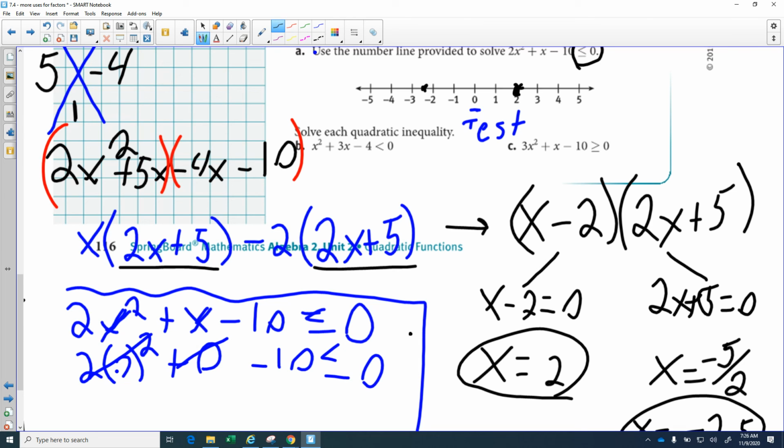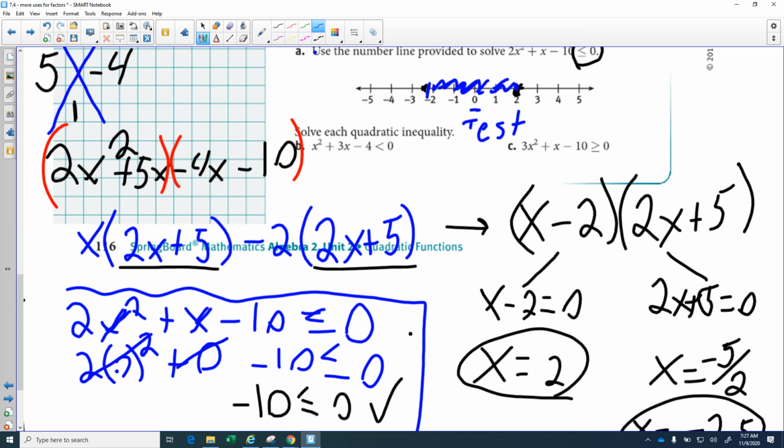So now basically what I'm left with here is negative 10 is less than or equal to 0, which is a true statement. And because it is true, I'm going to basically shade everything that's in between these two dots. Okay, if that was a false statement, I'd shade away from those two dots. Okay? And that's really all we're doing in this section, right?